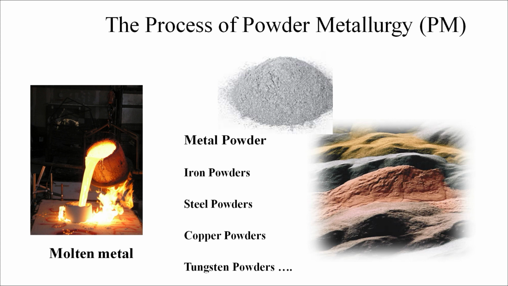Powder metallurgy is different from the above-mentioned process. Molten metal is shaped by the mold. Instead, the metal is first melted and then sprayed to obtain metal powders, and there are many types of metal powders that can be made, such as iron powders, stainless steel powders, copper powders, tungsten powders, etc.